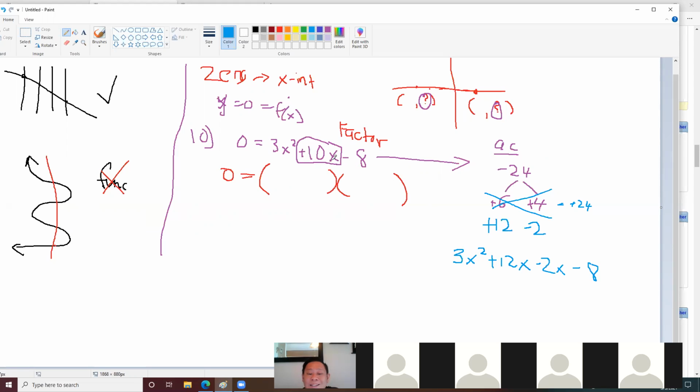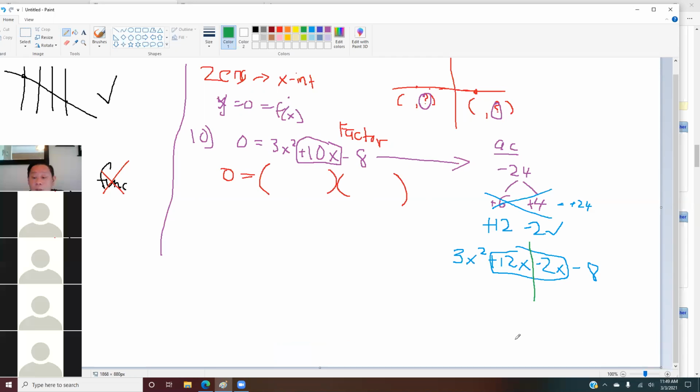So what I do is this 10x will break into these two numbers, and these two numbers come from this AC. And so what is happening here is your 3 terms will become 4 terms. And in order for us to do 4 terms factoring, we do grouping. So what can you factor out in between these two? 3x. So you will get x plus 4.